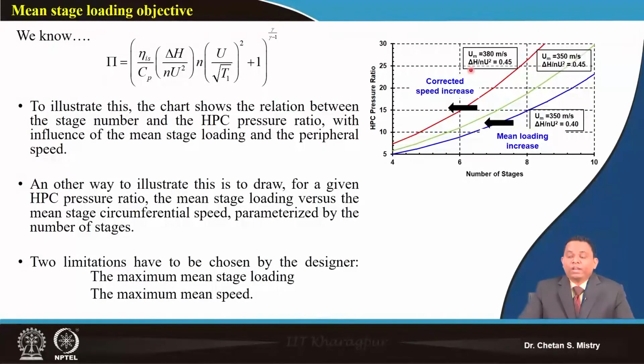Now going a little greedy, if I increase my peripheral speed and my mean loading coefficient, again I will be able to reduce the number of stages required for a particular pressure rise. And this is a global trend that comes into the picture. And it says we have limitations with what needs to be the maximum mean loading coefficient and what needs to be my mean peripheral speed.